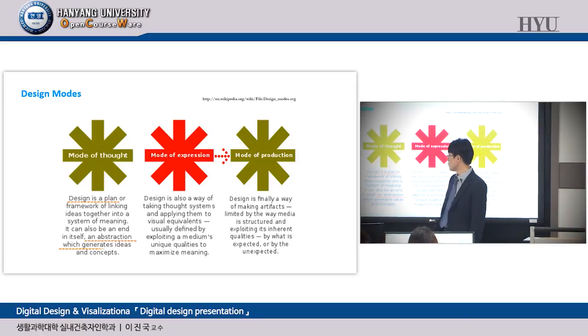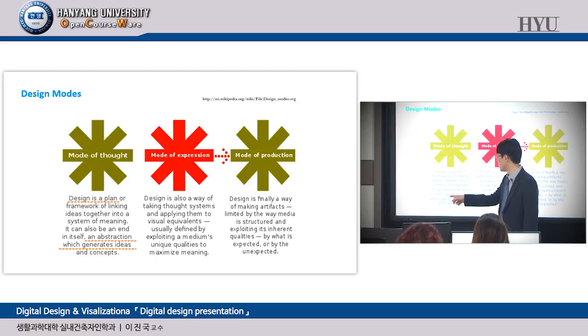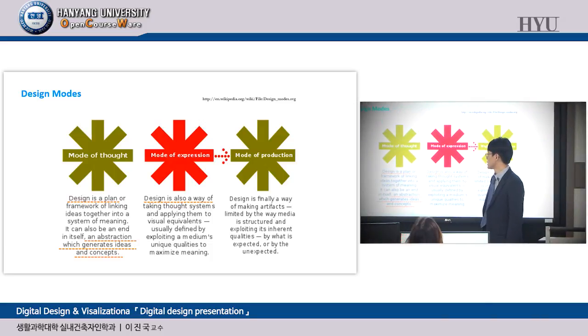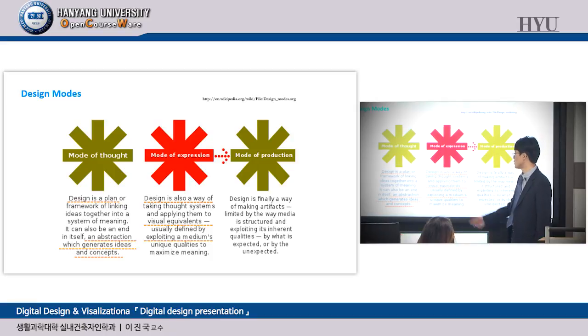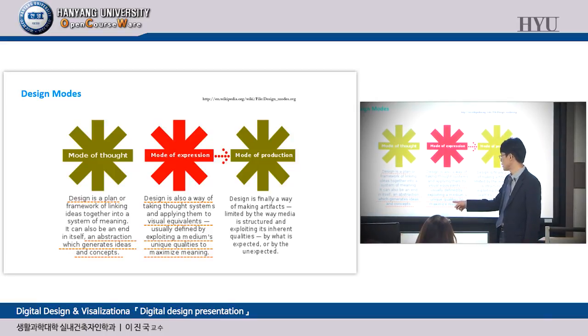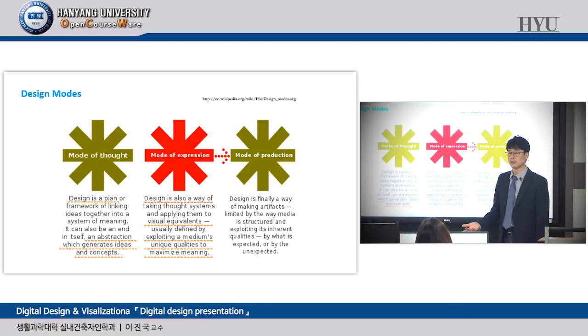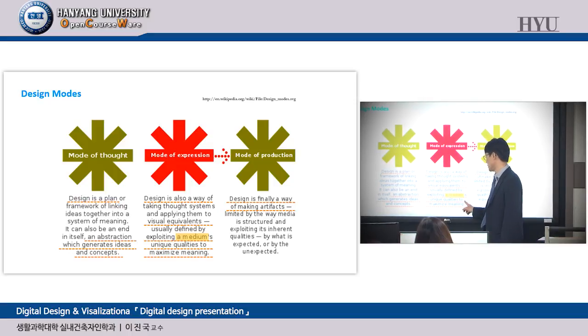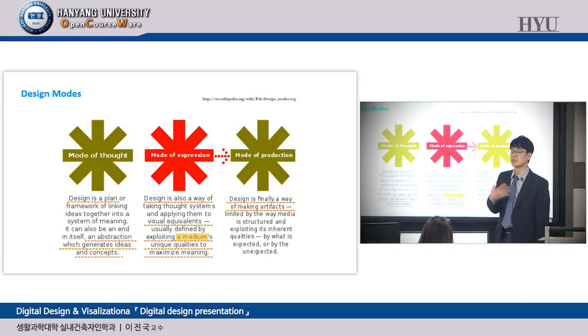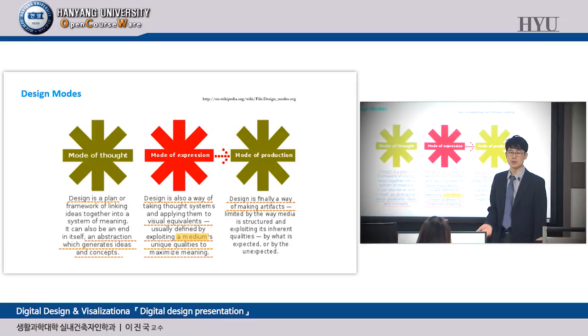So, in mode of thought, design is a plan on abstraction which generates ideas and concepts, your ideas, your concepts, okay? How about this one, mode of expression? Design is a way of visual equivalence, exploiting a medium's unique qualities to maximize meaning. Maximize your idea using the medium's unique quality. Finally realized. How about a medium's unique quality? Exploiting. What is the meaning of this? You have to use the maximum function, maximum capabilities of the medium.